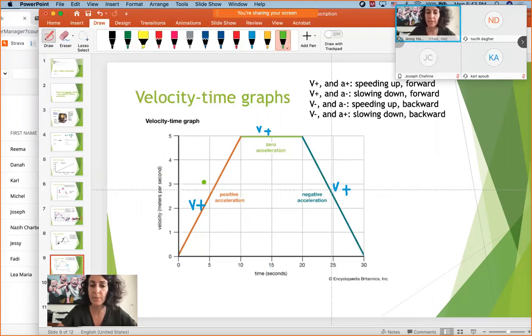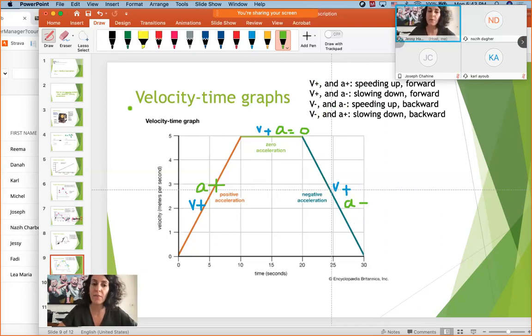Now, Carl, can you tell me about the acceleration in this case? It's the slope. It's positive. Positive slope. What about this one here? Zero slope. And what about this one? Negative slope. Awesome. So now I can simply follow this. Like here, you're speeding up forward, constant speed forward, and slowing down forward, as you can tell.